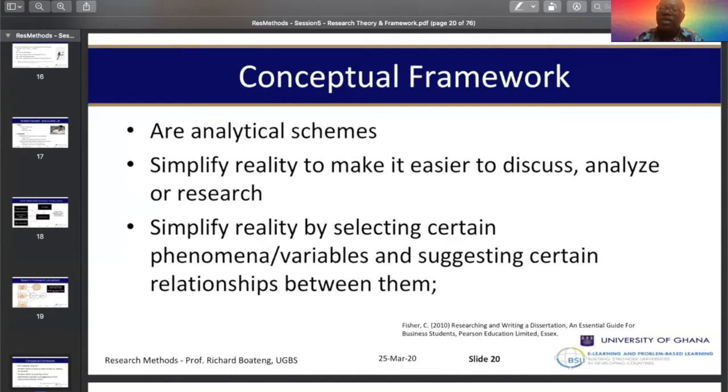The conceptual framework is about the phenomenon you are studying. Your phenomenon can have different parts, so your conceptual framework can be broken into different parts. However, your research framework is about all the things you have put together to frame the research. Please, do we understand this before I go on?